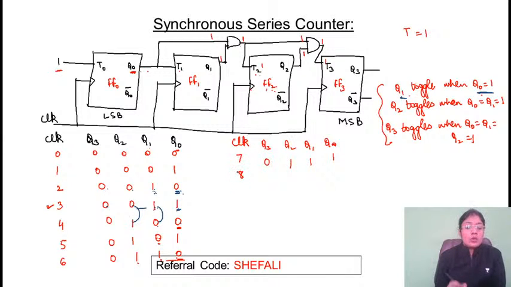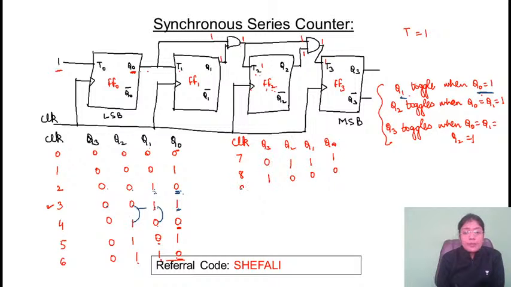Similarly, note down the outputs for clock 8. Value is 1, so it will be toggled to 0. Value is 1, so this value will be toggled. Both the values are 1, so it will be toggled. All the three values are 1, so for the first time it is toggling its value. Clear?